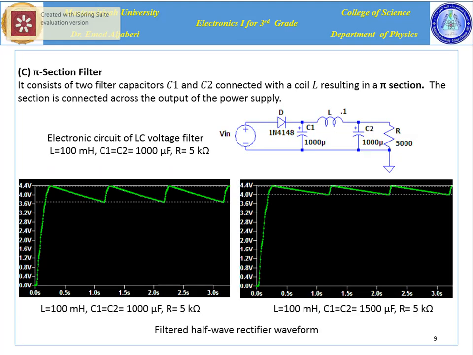The third type of voltage filter is called the pi section filter. As seen in the electronic circuit here, it is similar to the pi symbol. It has two capacitors connected to a coil. The output waveforms for two different values of capacitance, 1000 microfarad and 1500 microfarad, are shown below. The ripple voltage is clearly less than in the previously studied filters due to adding an extra capacitance. Again, when the capacitance increases, the ripple voltage decreases as well.